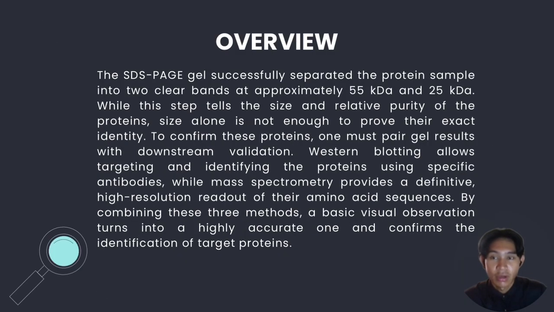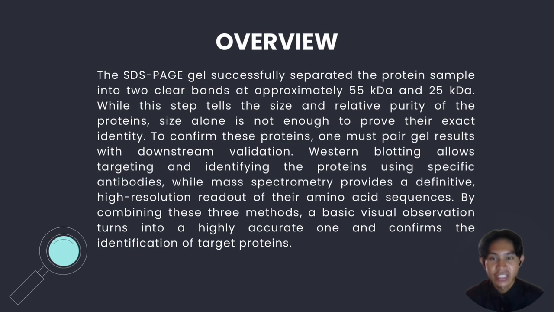So from the results, we can confirm that the SDS-PAGE gel successfully separated the protein sample into two bands at approximately 55 kilodalton and 35 kilodalton. While this tells us the size and relative purity of the protein, it alone is not enough to prove their exact identity. So to confirm these proteins, we must use Western blotting to allow us to target and identify the protein using specific antibodies, and use mass spectrometry to provide a definitive high-resolution result of their amino acid sequence.